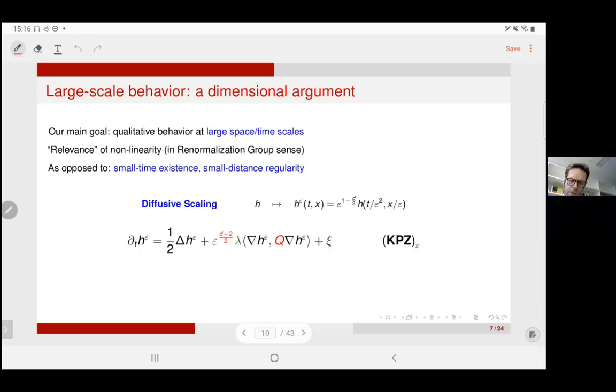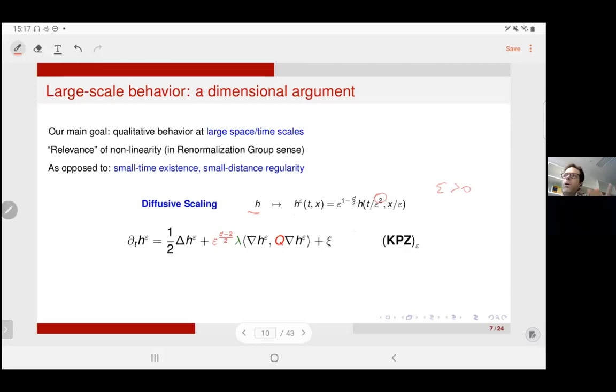Okay, so as often in renormalization group type of problems, a first indication on whether a perturbation, here the nonlinearity, but it could be something else, is relevant or not, comes from a simple scaling argument or a dimensional argument. And here it works as follows. Ignore for the moment the fact that the equation as written does not have a meaning because everything is irregular and so on. But pretend for a second that the solution exists, call it H, and then rescale it by the so-called diffusive rescaling, where you take epsilon, some positive parameter, and you rescale space as x over epsilon and time as t over epsilon squared. The square is important in the diffusive rescaling.